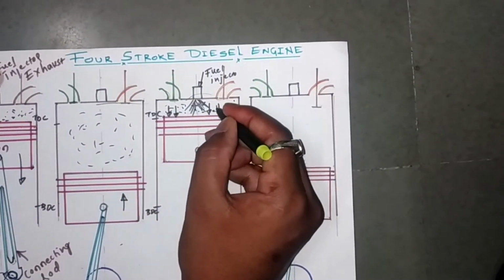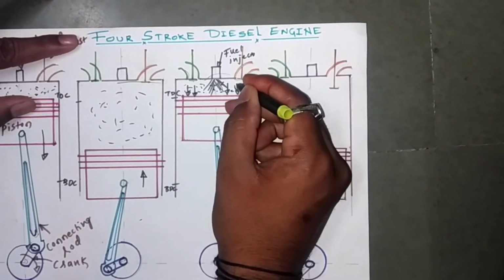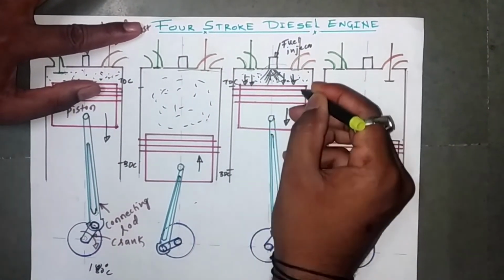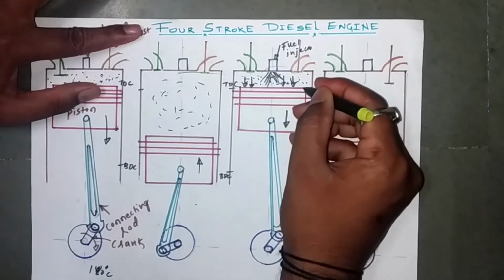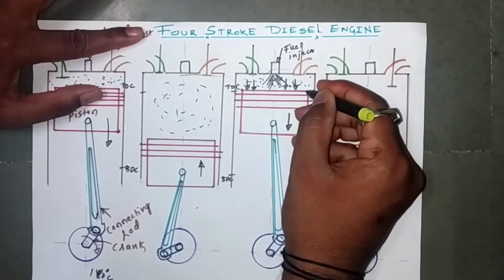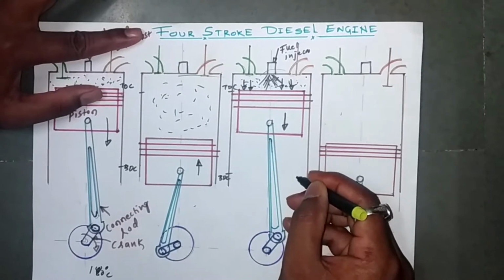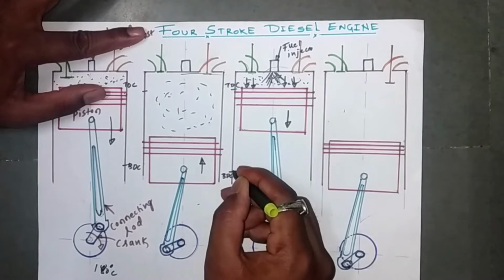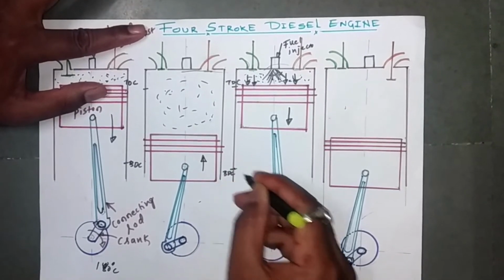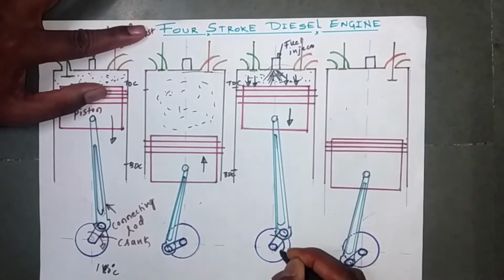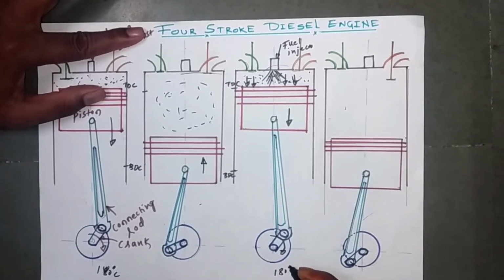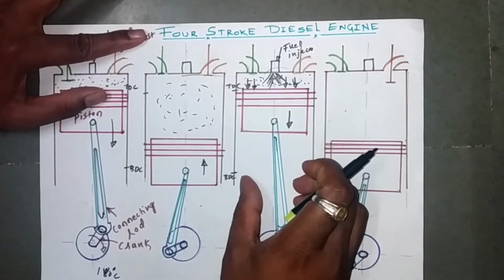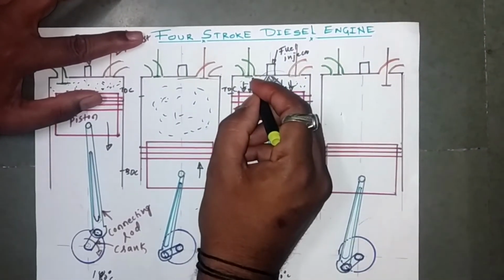When the burned gases start exerting a force on the piston, as a result the piston starts moving from TDC to BDC. So your piston will start moving slowly from TDC to BDC, and at the end of the power stroke your piston will be at BDC. Your piston will be reaching BDC, and again the crank is going to rotate for 180 degrees.